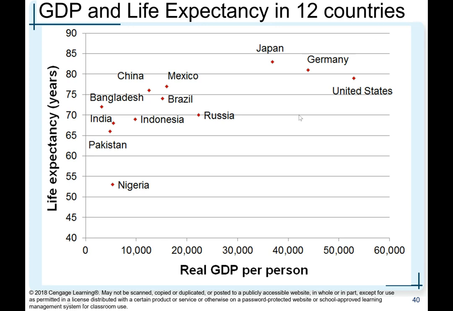GDP and life expectancy. You'll find that countries with high GDP, this is on the horizontal axis, as you move on this side, high GDP also corresponds to high life expectancy. You'll find that the United States, Germany, and Japan have high GDP, and average life expectancy is above 75. And countries that are poor, with low GDP, also have low life expectancy. There's something good about GDP.